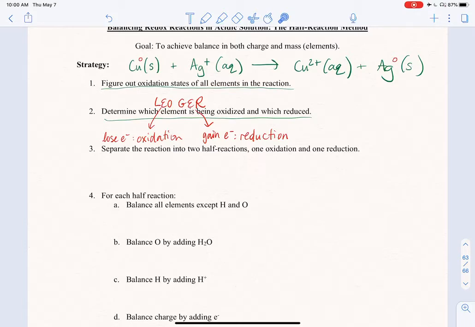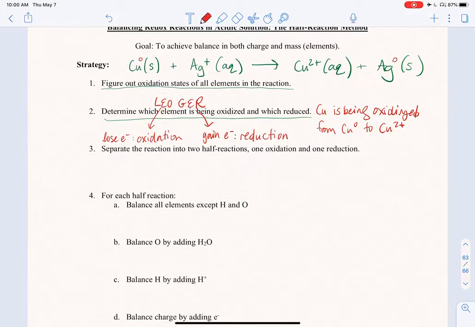So now looking at this reaction, we can figure out which element is being oxidized and which element is being reduced. Copper is going from 0 to 2+. Each of these is losing 2 electrons to go from 0 to 2+. So copper is being oxidized. I hope that's clear. Copper is being oxidized from Cu0 to Cu2+.